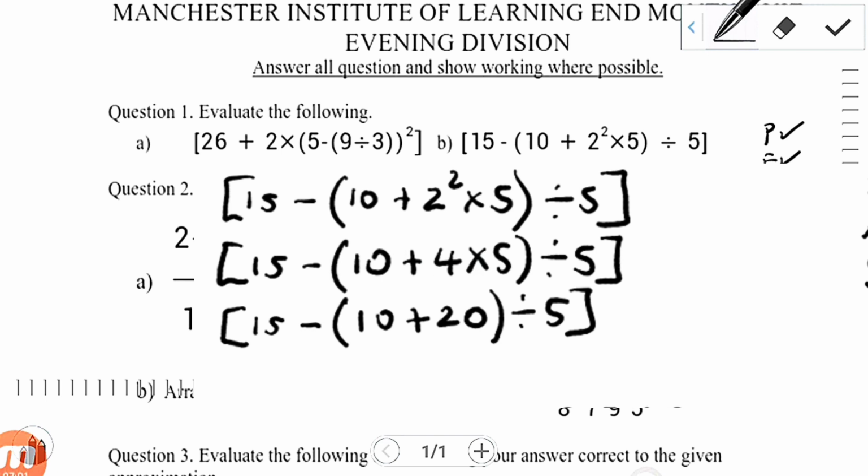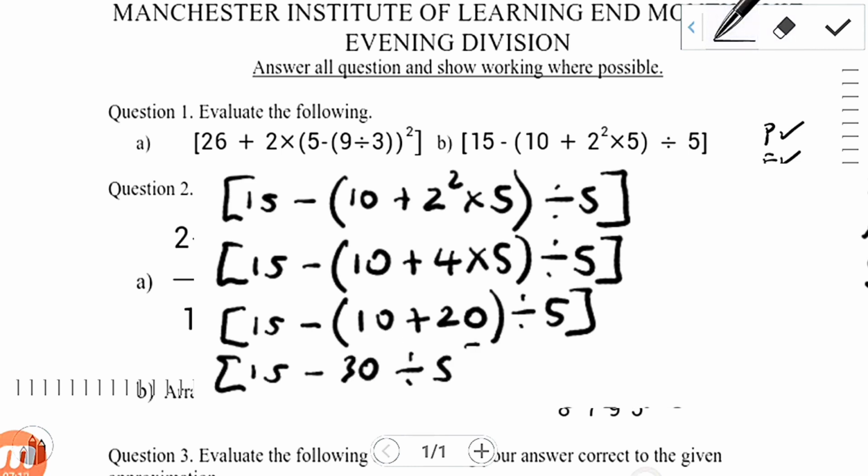Okay, so that's good. Next then we have 15 take away 10 plus 20. Then notice now that we have a single answer, so that's when now I can safely remove my bracket. So then I'll end up here with 34.